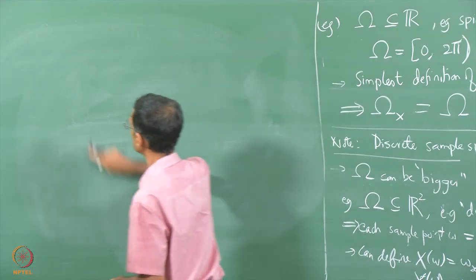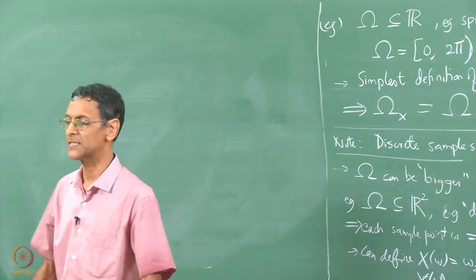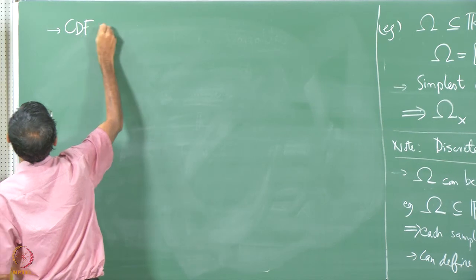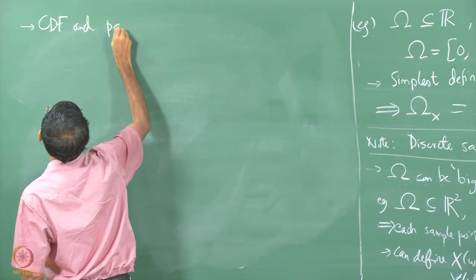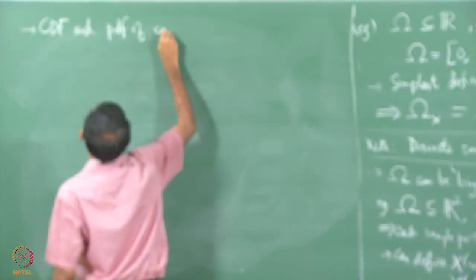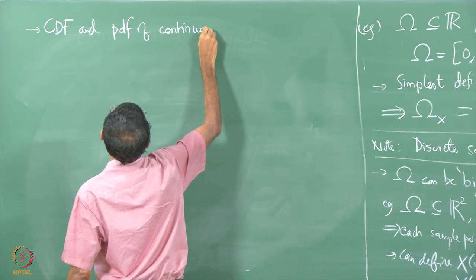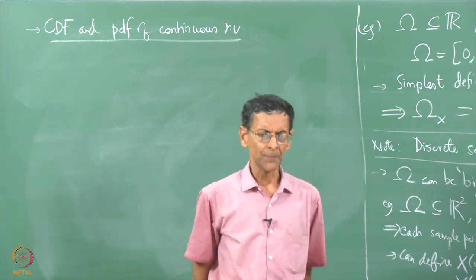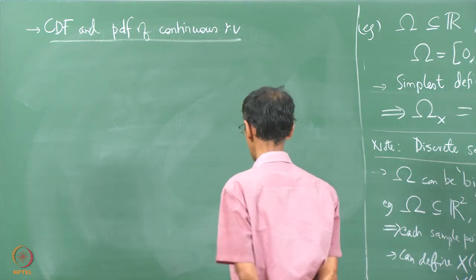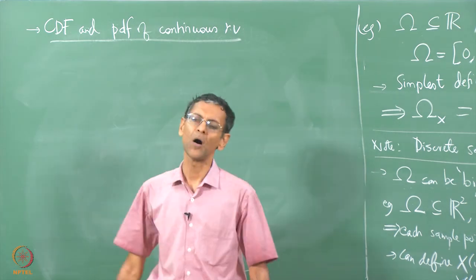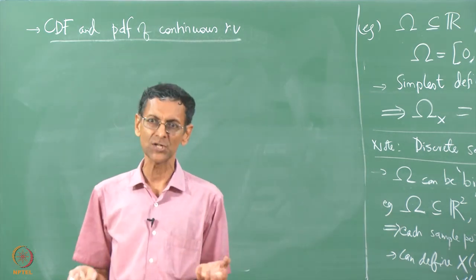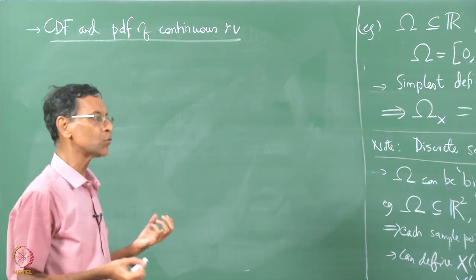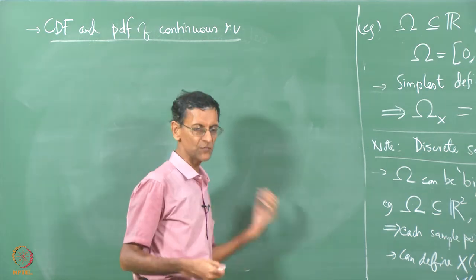Now the most important point which I want to get to here is the CDF and PDF of continuous random variables. Earlier we had defined the CDF and PDF as ways of assigning a probability measure to an experiment whose sample space was a portion of the real line, right.